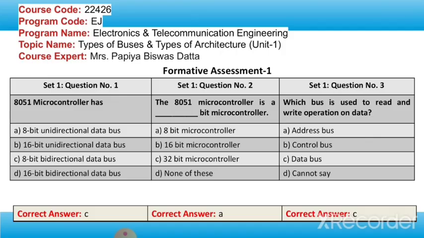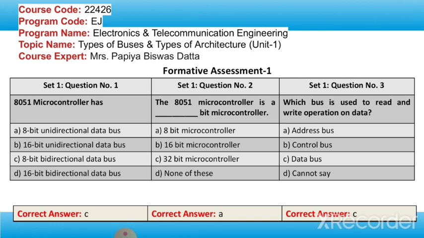Now let's just take a minute and try to answer this question. How many bits of data bus does your 8051 microcontroller have? The 8051 microcontroller is an 8-bit microcontroller, and which bus is used to read and write operation on data? As all the answers are given here, the 8051 microcontroller has an 8-bit data bus. The 8051 microcontroller itself is an 8-bit microcontroller, and the data bus is used to read and write operation on data.